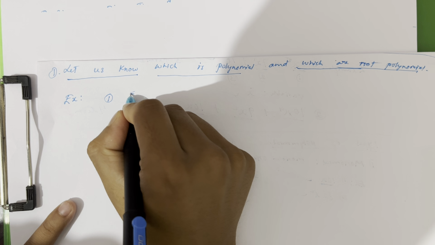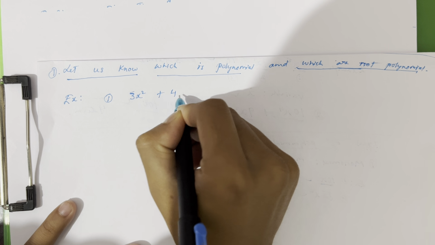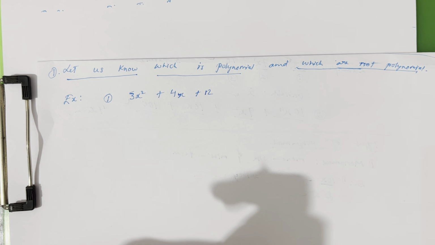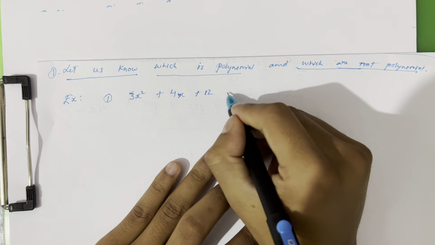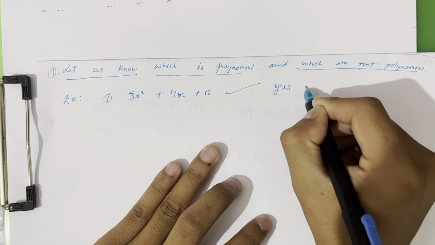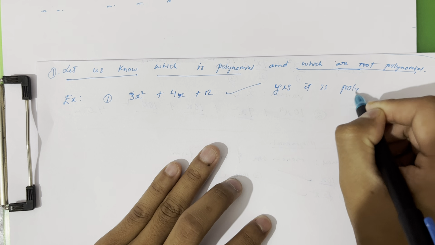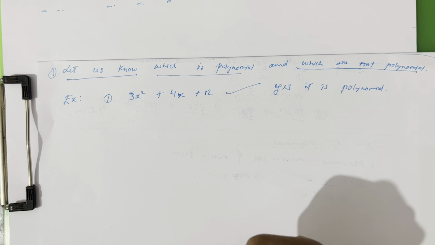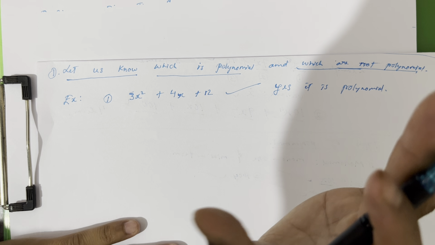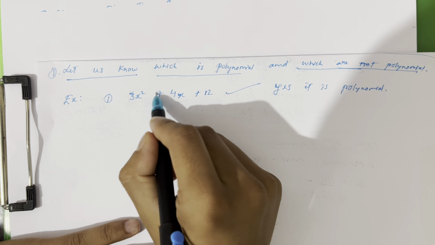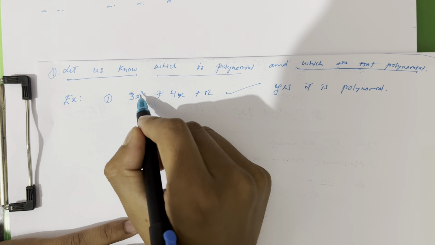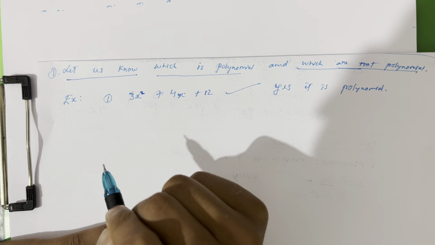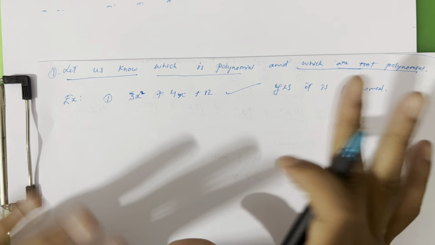Example 1: 3x squared plus 4x plus 12. Is this a polynomial? If I ask you a question, obviously you say yes, it is a polynomial. Okay, because why? How will you know this is a polynomial or not? Polynomial, like the definition says, is the sum of several terms. Sum means this is a plus. Now check the power. Power here is 2, power here is 1. Now it is clear that it is a polynomial.